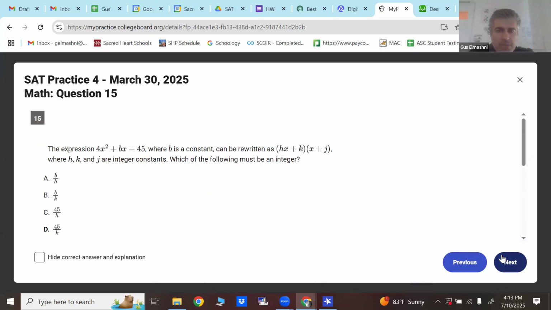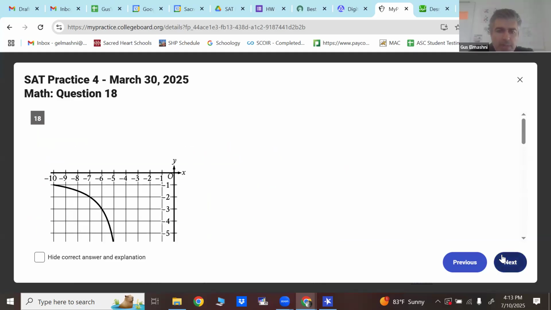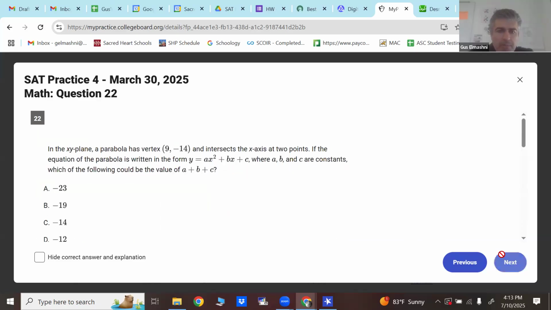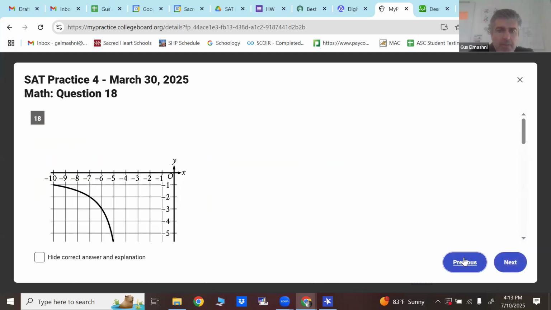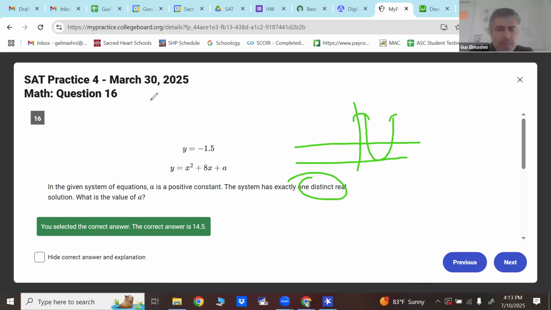Could probably do one more Desmos one. Actually, we'll do a couple more. So look at this one here. You have y equals negative 1.5 and y equals x squared plus 8x plus a. You want exactly one solution. So you're graphing a line with a parabola, and you want them to just graze each other like that. So you want one real solution.